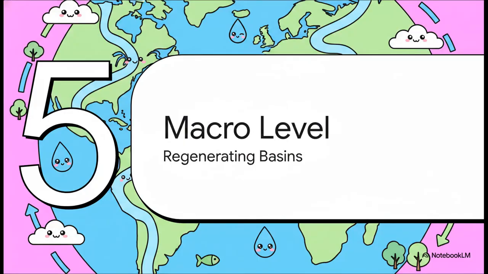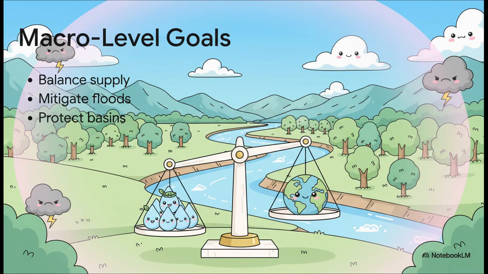Section 5. Macro. Regenerating natural basins. Zooming out to the global environment. Now for the ultimate zoom out. We're looking at entire natural river basins. Ultimately, all that localized microtechnology and that regional meso symbiosis we just talked about, it all serves one massive goal: protecting the natural systems that keep us alive.